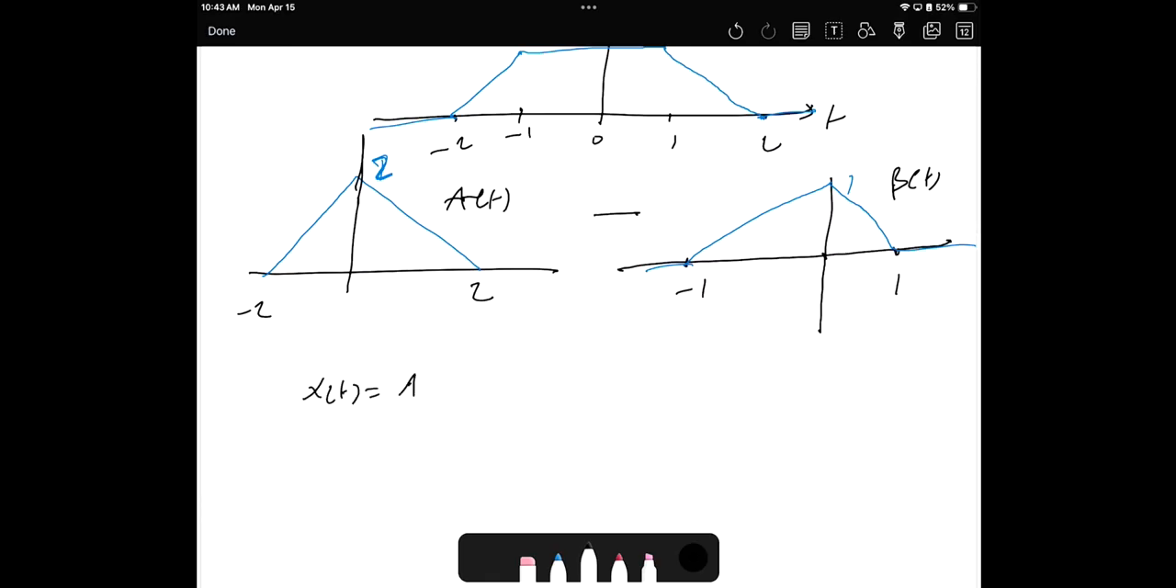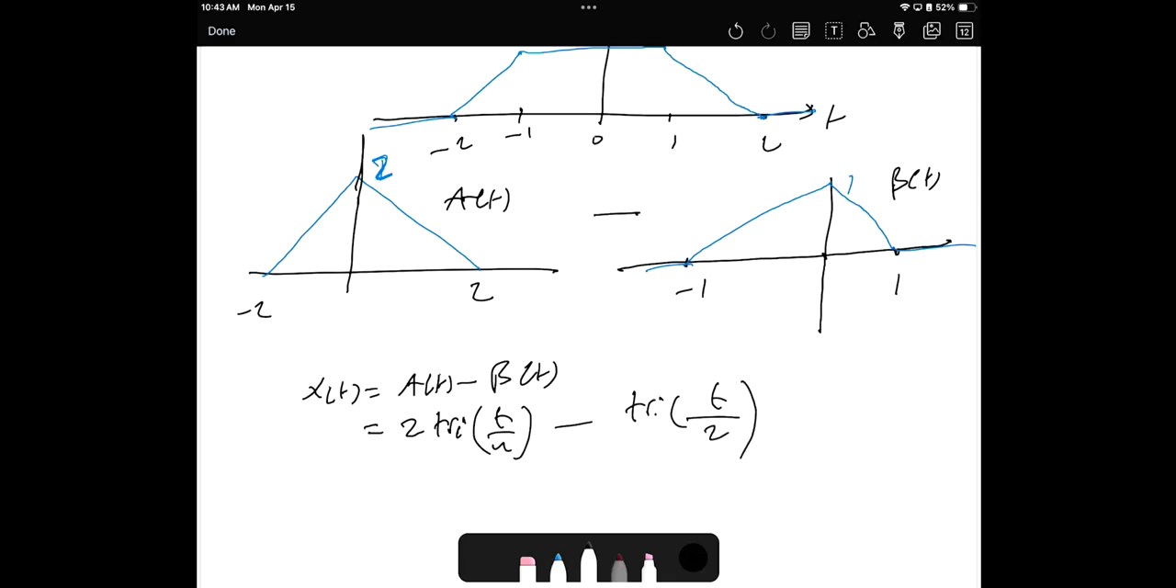X of t equals a of t minus b of t, which is going to be 2 tri of t over 4. We should be now experts in how to read that with the tri. T over 4, because it's similar at 0, 2 minus minus 2 will make it 4. The width is 4, minus tri of center at 0, t, and the width is 2. 1 minus 1 will make it 2. So here, tau equal 2, here, tau equal 4. So here, everyone has its own time.